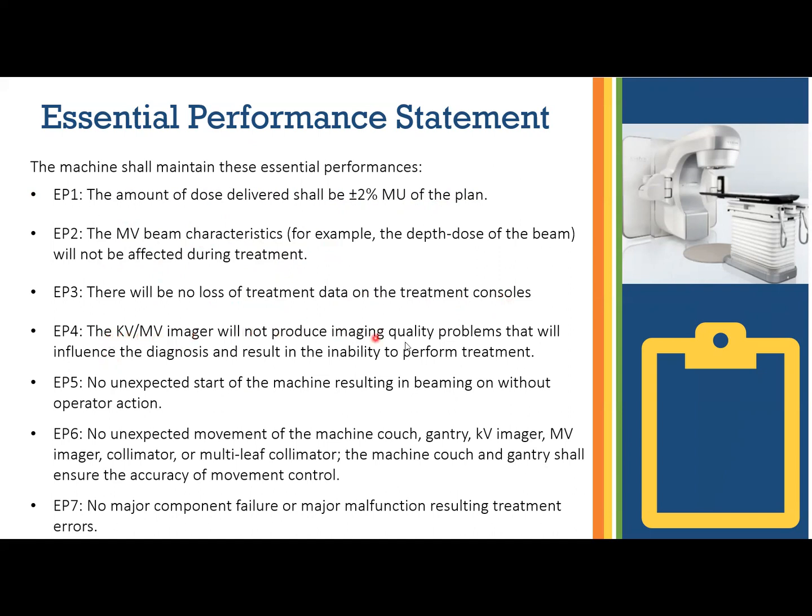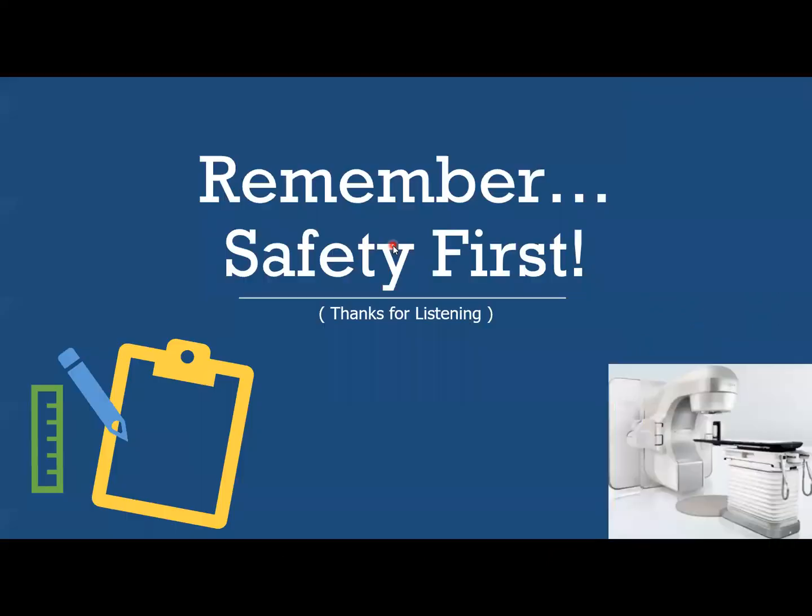The KV imager will not produce imaging quality problems that will influence the diagnosis and result in inability to perform treatment. No unexpected start of the machine resulting in beam on without operator action. No unexpected movement of the machine couch, gantry, KV imager, collimator, multi-leaf collimator. The machine couch and gantry shall ensure the accuracy of movement control. EP7, no major component failure or major malfunction resulting in a treatment error. So these are specifications of the machine from the vendor side.